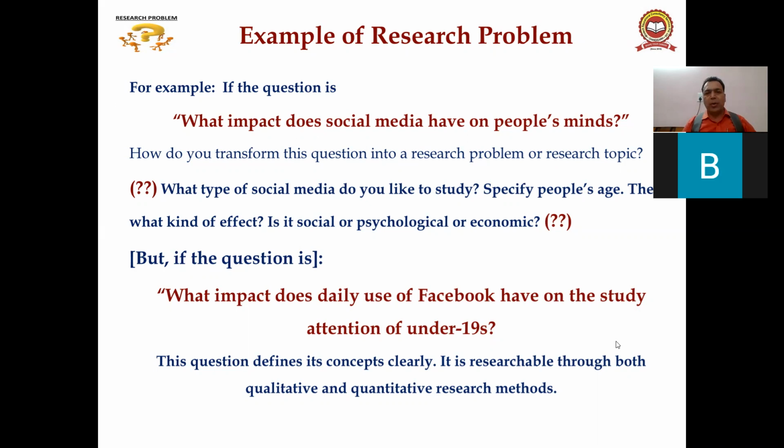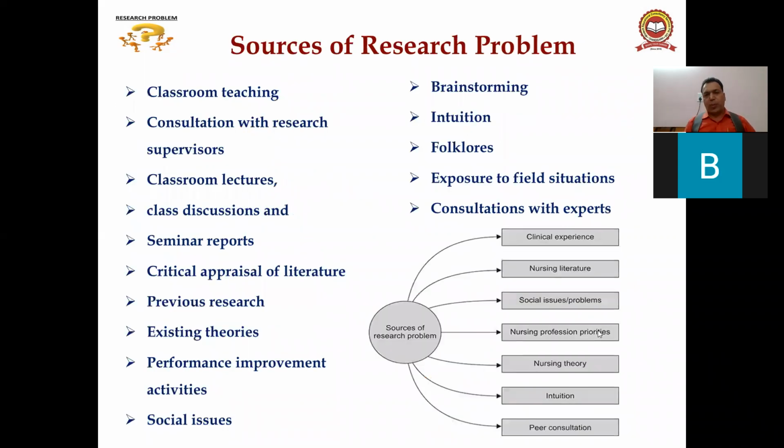So next we talk about sources of research problem. From where do we get the research problems? What are the sources? I have written the points. These can be the sources of research problem: classroom teaching, consultation with the research supervisor, classroom lectures, class discussions, seminar reports, critical appraisal of literature, previous research. ये सभी के सभी points I have written, these are the sources of a research problem.